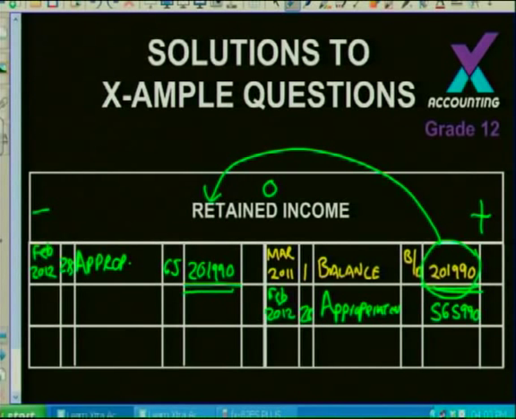565,990. Right, guys, remember, try and complete as many past papers as you can, because the more practice you get, the better it is for your exam preparations.